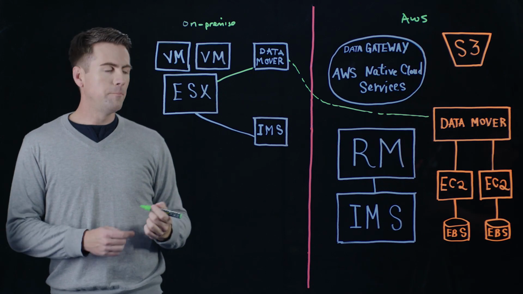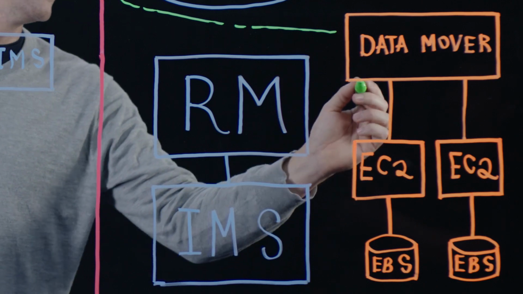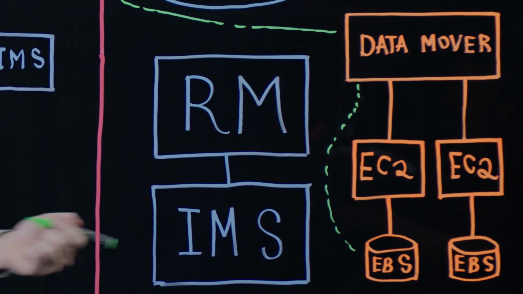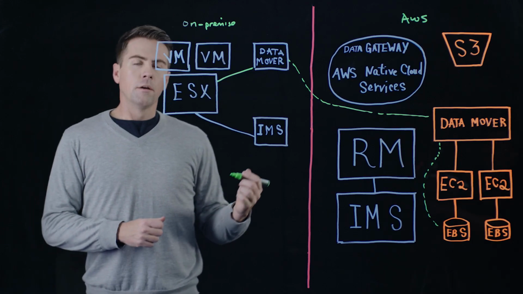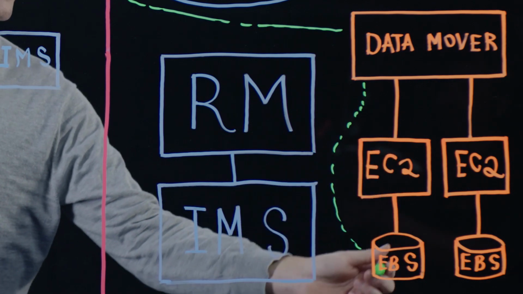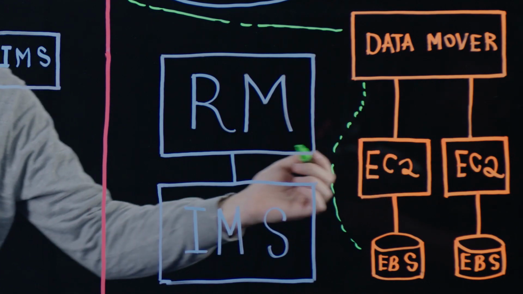that it's paired with. That data mover on the AWS site can then apply the replicated data to an EBS volume. In the event of a migration, Resiliency Platform configures an EC2 instance and attaches this EBS volume to that EC2 instance and brings it online.